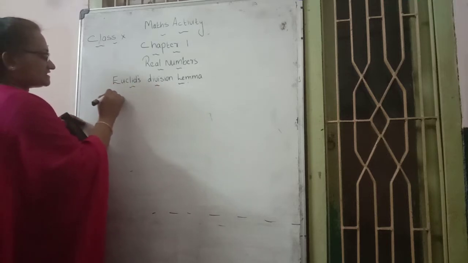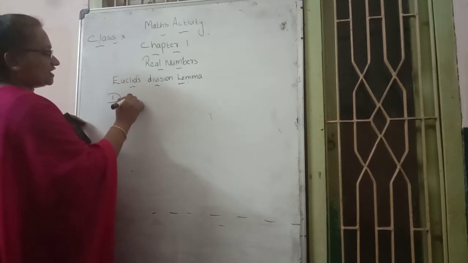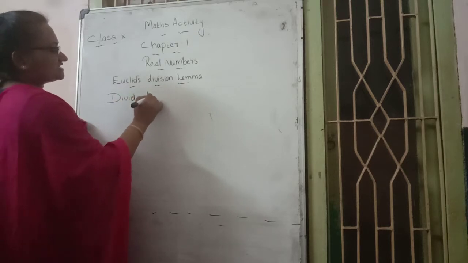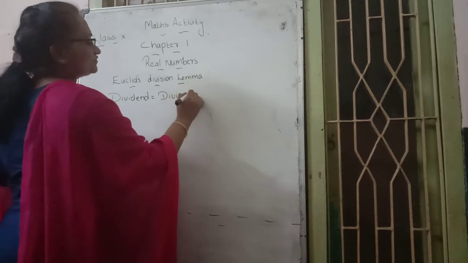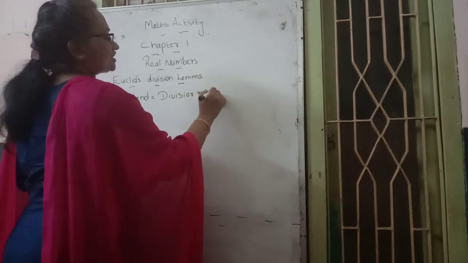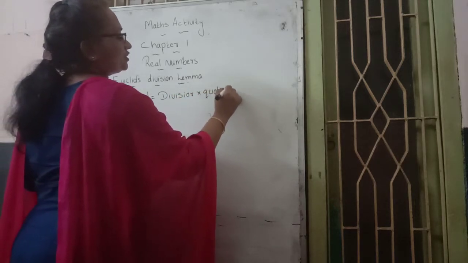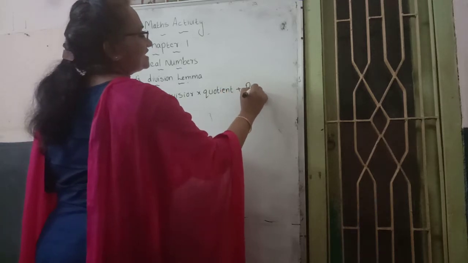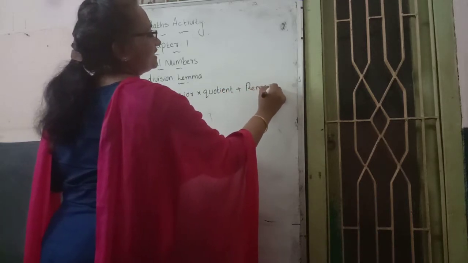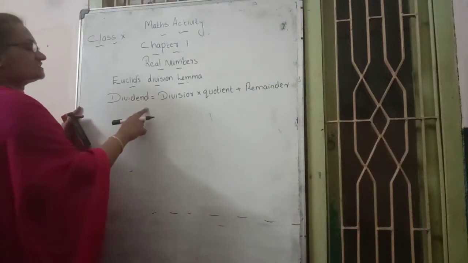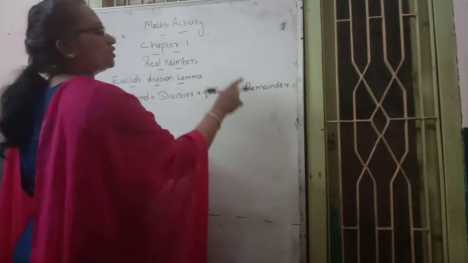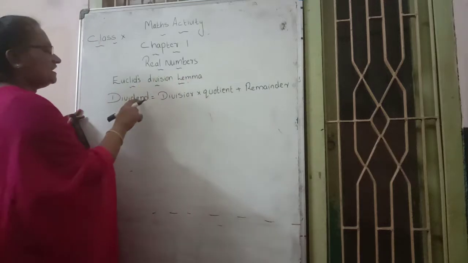Here, dividend is equal to divisor into quotient plus remainder. That is the formula, and the remainder is the general format. Dividend is equal to divisor into quotient plus a remainder.